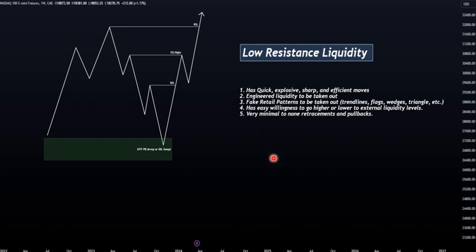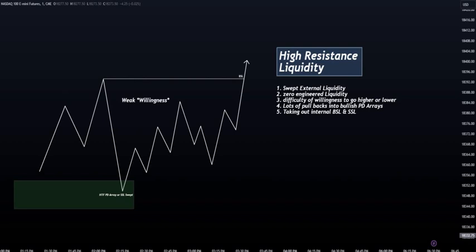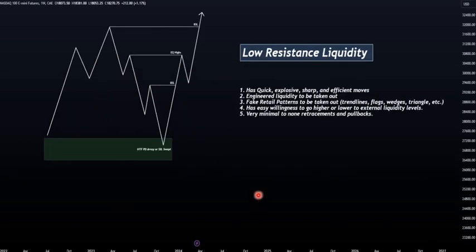Now we'll move on to low resistance liquidity, okay? So take a look at high resistance. Now take a look at low resistance. Okay, so you see the difference between high resistance and low resistance, okay? So low resistance liquidity is basically the opposite of high resistance. Price is going to go to its intended target super fast, no question about it. Very minimal pullbacks, maybe even zero pullbacks, and it's just going to shoot straight off to its designated target.